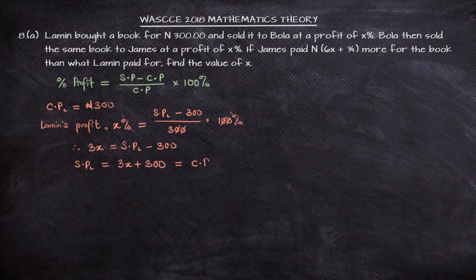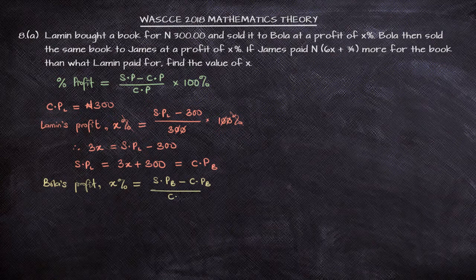But we also need to know that the selling price for Lamin is the cost price for Bola. The amount at which Lamin sold the book is the amount at which Bola bought the book. So 3x plus 300 is also the cost price for Bola. Now, Bola in turn also sold the book to James. So Bola's profit in X percentage, using the same formula, will be the selling price of Bola minus the cost price for Bola divided by the cost price of Bola.